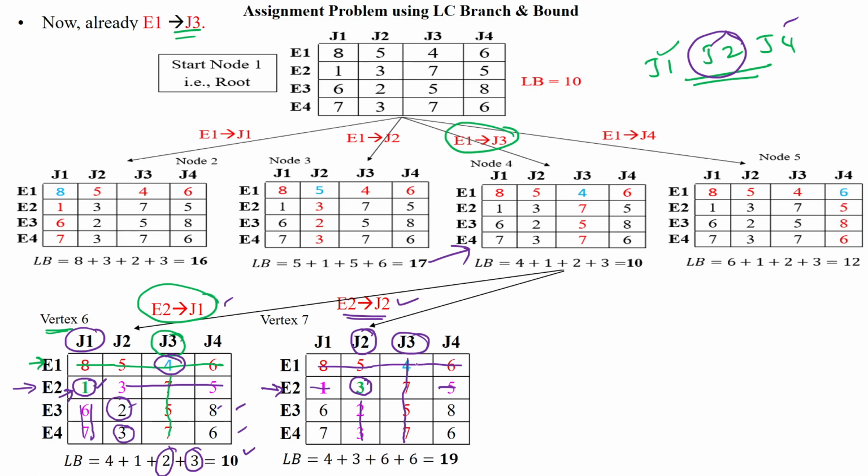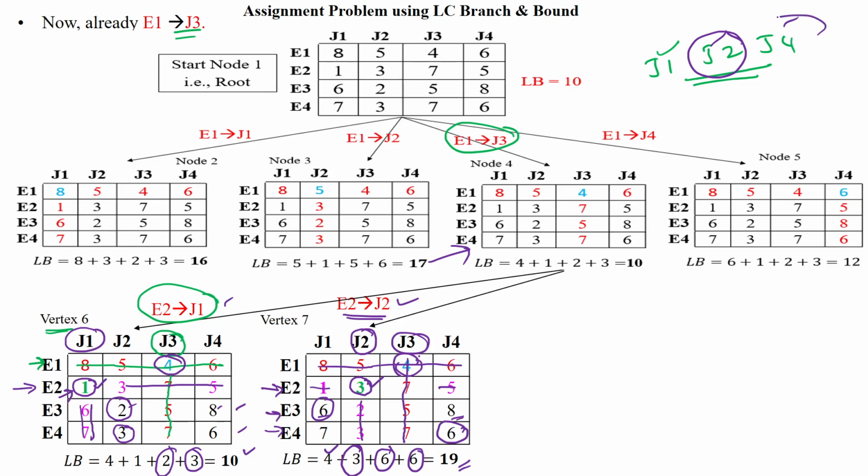Here job number 3 is assigned to employee number 1 with 4 units, that's what is given here. Job number 2 is assigned to employee number 2, that is 3. Then row number 3 has two values, 6 and 8. Among them, 6 is the minimum cost, which is selected here. And for the fourth row, employee 4, the least cost value from the available values is 6. So now adding the least cost values, 19 is the value.